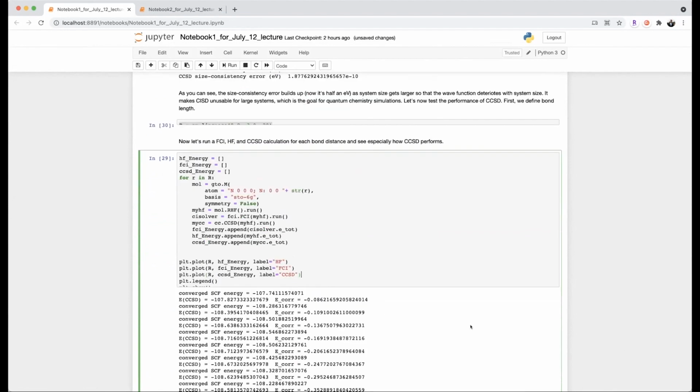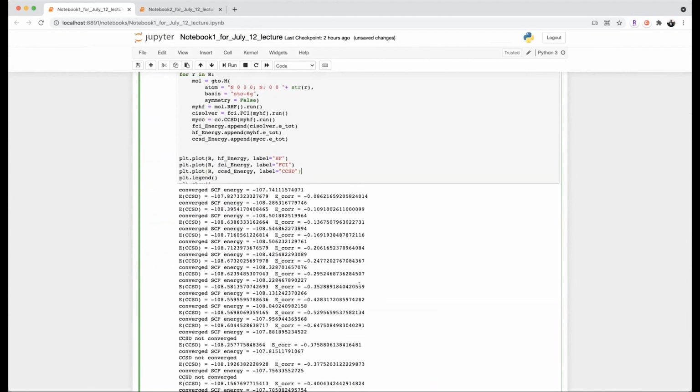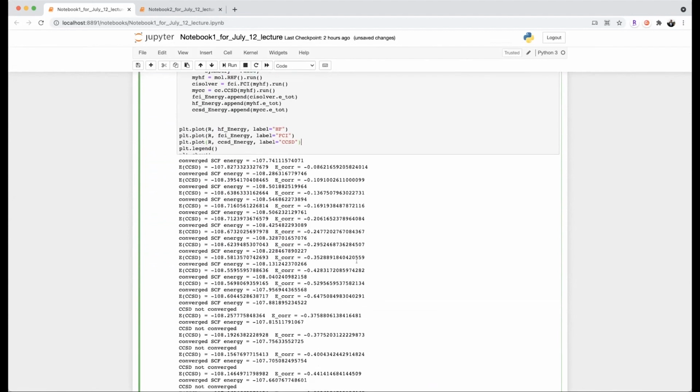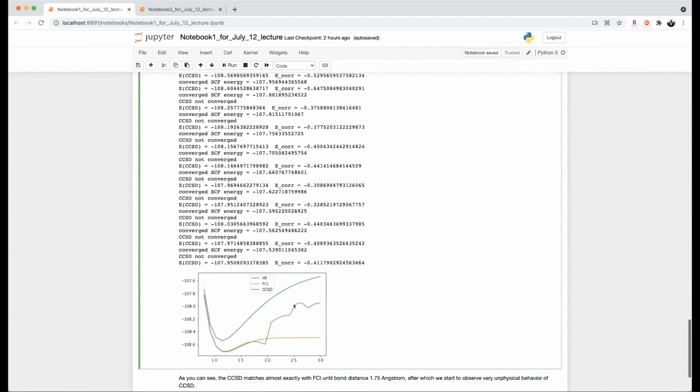All right, so if you run this, it will output a bunch of things. Essentially, this is the Hartree-Fock energy, the CCSD energy, and the CCSD correlation energy, defined as the difference between the CCSD energy and the Hartree-Fock energy. It will do it for multiple bond lengths, and then it will plot the results.